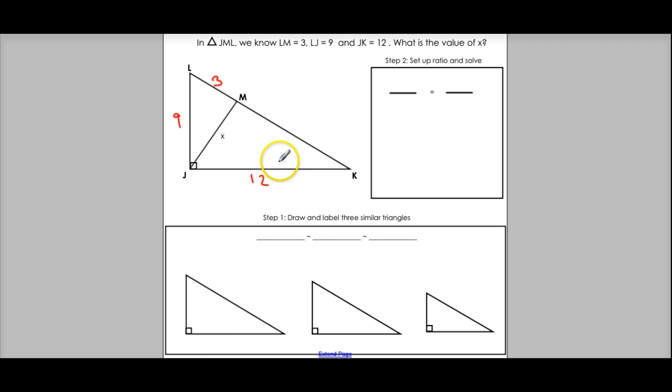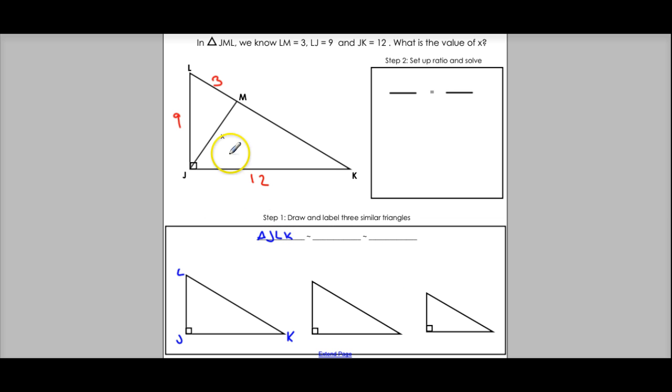So let's start. Let's first draw our three triangles and label them, okay? So we got our first smallest triangle, which is J. I mean, this is our biggest triangle. J is our right angle, L is our smallest side, and we have K right here. So we have JLK, right? That's our first one. So triangle JLK is our smallest one.